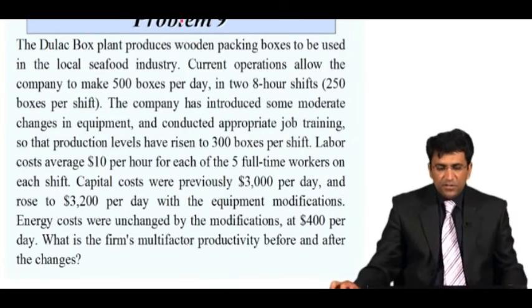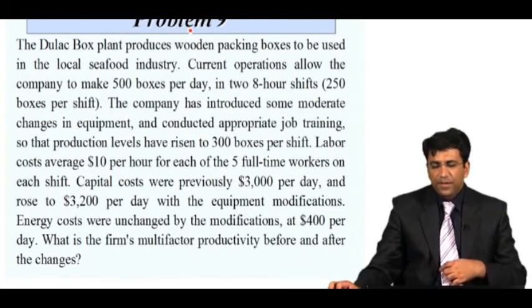This is the next example, students. The Dulek box plant produces wooden packing boxes to be used in the local seafood industry. Current operations allow the company to make 500 boxes per day in 2 8-hour shifts, that is 250 boxes per shift. The company has introduced some moderate changes in equipment and conducted appropriate job training so that the production levels have risen to 300 boxes per shift.